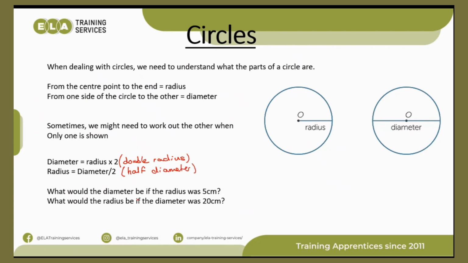So what would the diameter be if the radius was 5? We know to do diameter, we need to do the radius times 2. So here, our radius is 5, we're going to times it by 2, so our diameter is 10 centimetres. Okay, what would the radius be if the diameter was 20? We know to work out radius, we're going to do diameter divided by 2. So radius is going to be 20 divided by 2, which means our radius is 10 centimetres.